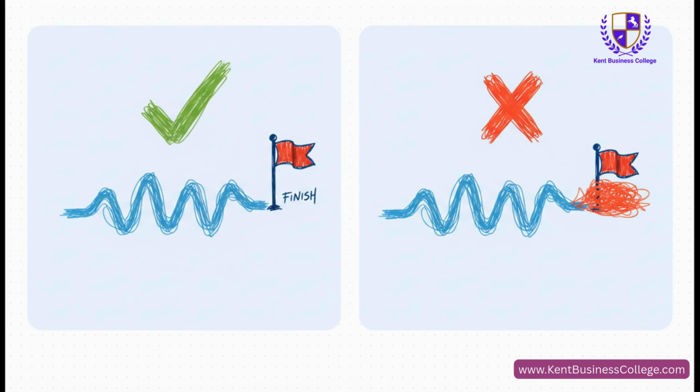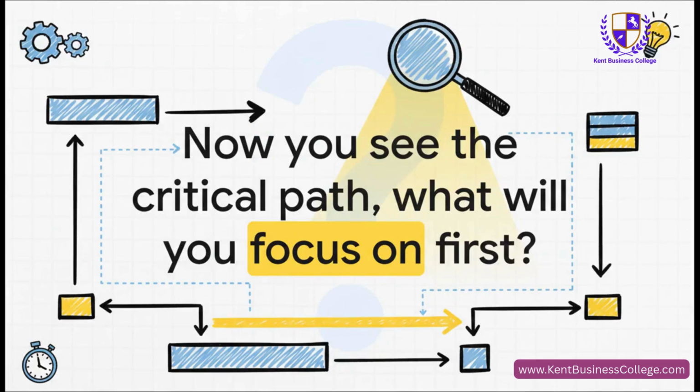This creates something called negative float. Your plan is now officially impossible without making some big changes, like shortening a task or chucking more money and people at it. But now you can actually prove it with cold, hard data. So, next time you're handed a project plan, what's the very first thing you're going to do? Now that you can see that hidden path that drives absolutely everything, where are you going to focus your attention first? That's the power you now have. So go on, go and use it.